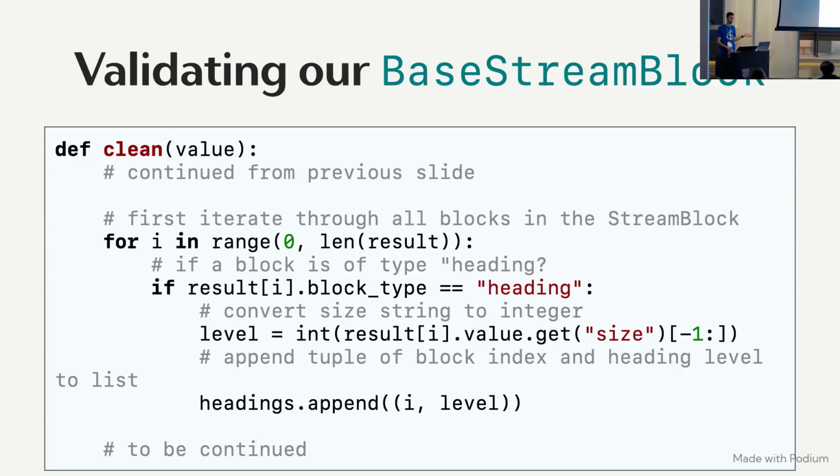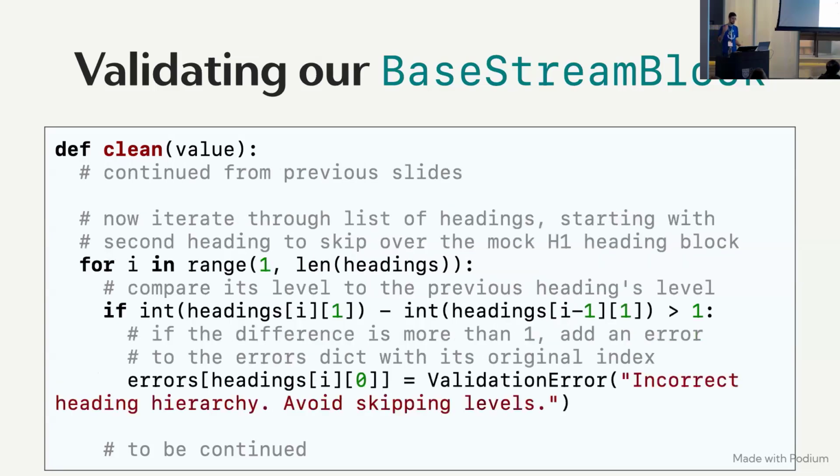And at the end of this loop, we have our complete list of headings in the string. Now we do another loop. This time we just loop through the list of headings, starting at the second heading, and compare each one to the previous one. And if the difference between their levels is greater than 1, then we have incorrectly skipped the heading level. So we add a validation error to the errors dictionary, using its original index to make sure that it appears in the right place.